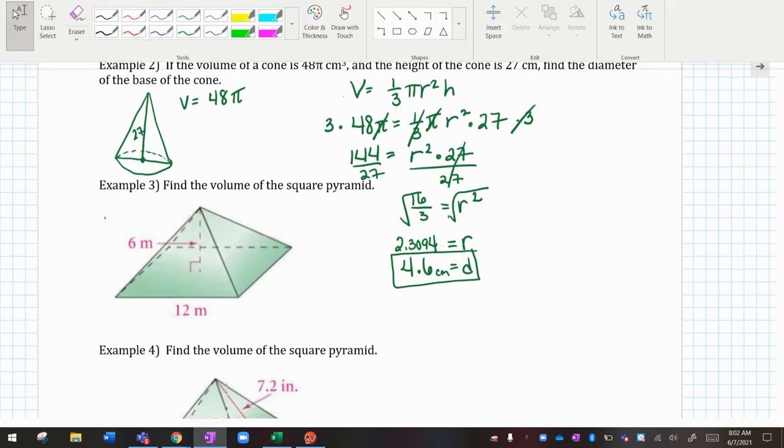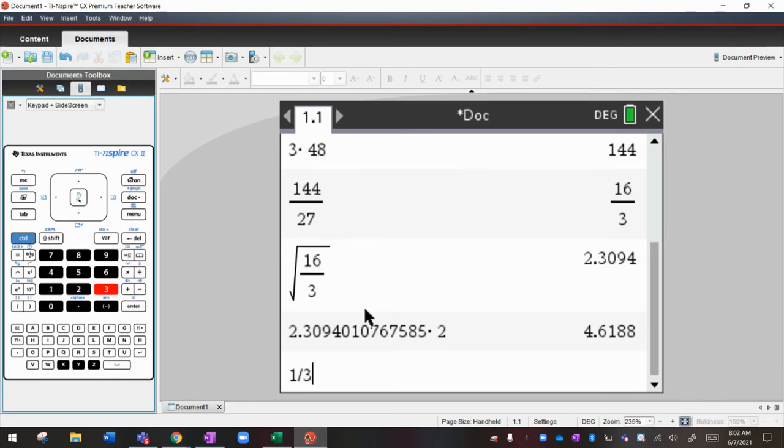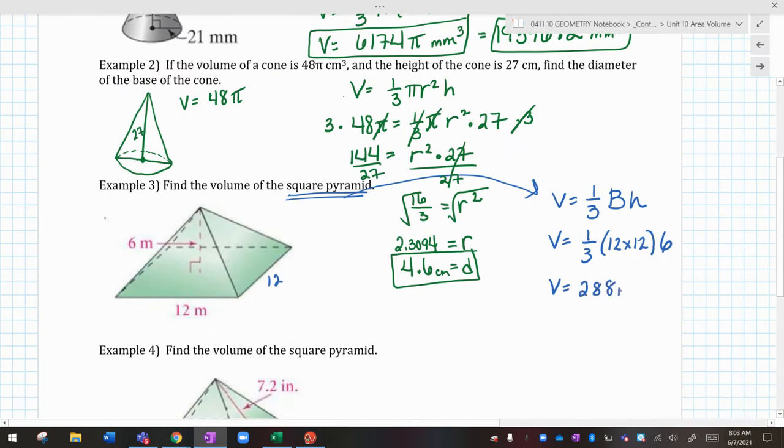All right, find the volume of the square pyramid. Okay, well, when I have a square pyramid now and not a cone, my volume formula is 1/3 the area of the base times the height. If this is a square, that's 12 by 12, so the area of the base would be 12 times 12. And our height is 6. 1/3 the area of the base times the height. Plug all that into the calculator. 1/3 times 12 times 12 times 6, 288. And that would be cubic meters.